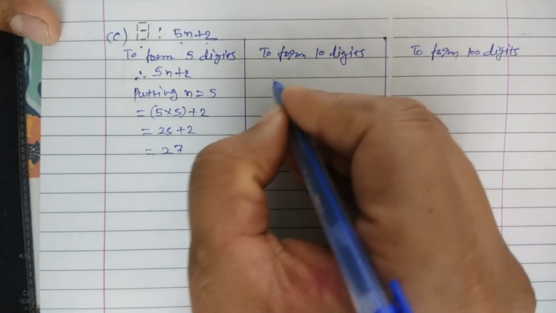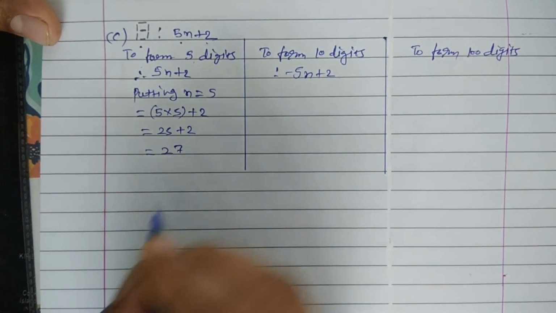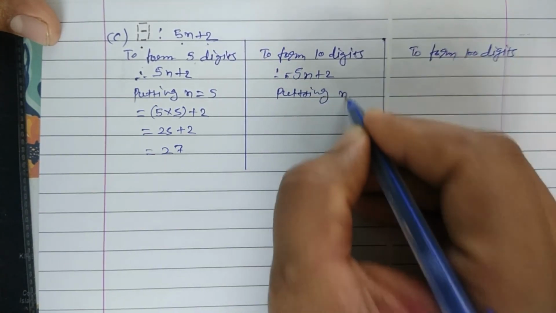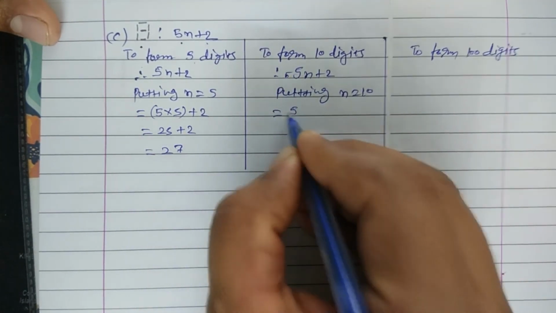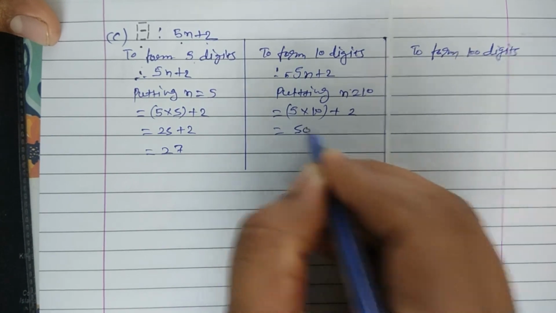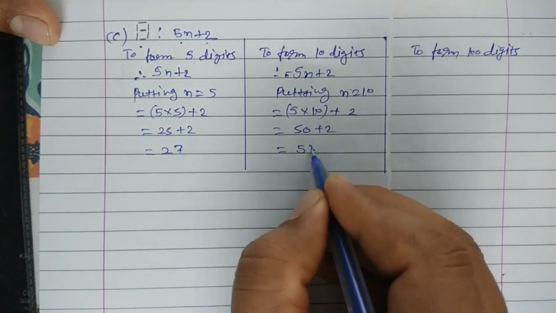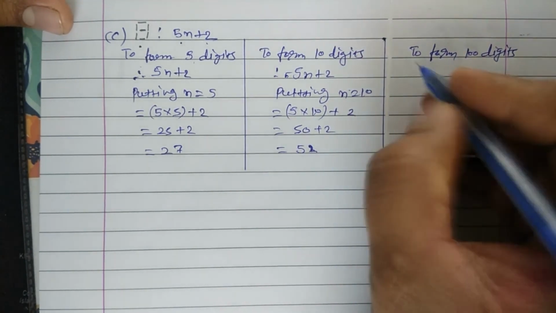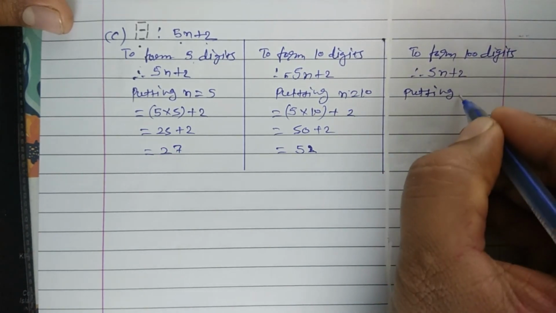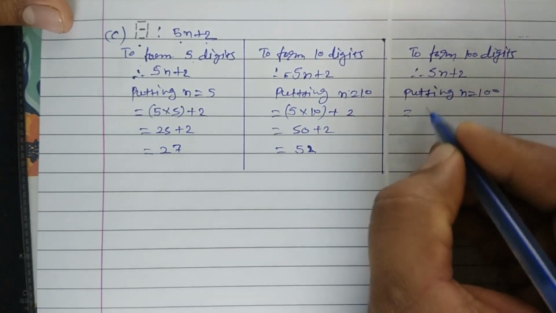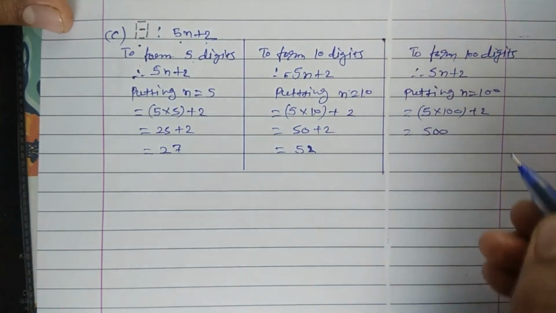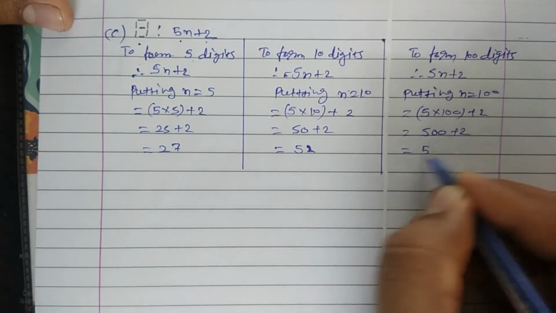Next, to form 10 digits, the expression is 5n plus 2, putting n is equal to 10. So that is equal to 5 multiplied by 10 plus 2. 5 tens are 50 plus 2, that is equal to 52. And next, to form 100 digits, the expression 5n plus 2, putting n is equal to how much? 100. And that is equal to 5 multiplied by 100, bracket close, plus 2. 5 multiplied by 100, that is 500 plus 2, and that is equal to 502.